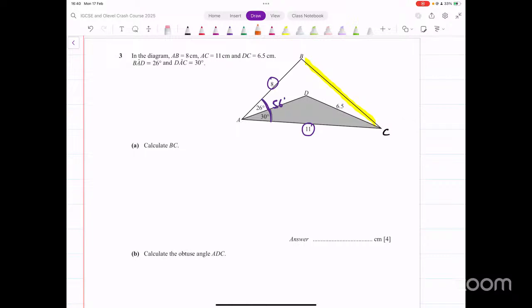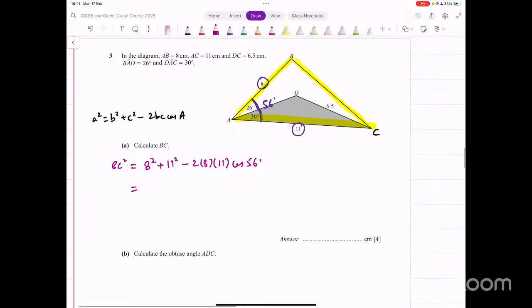So if we use the bigger triangle, the one that I've highlighted in yellow here, what I can do is, BC squared. Using cosine rule, a squared equals b squared plus c squared minus 2bc cos A. So BC squared equals 8 squared plus 11 squared minus 2 into 8 into 11 times cos of this angle, which is 56 degrees. It has to be the angle that's opposite to that side on the left side. So that's 56 degrees.